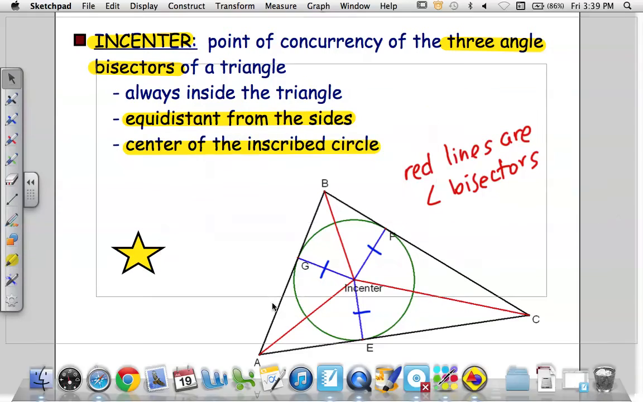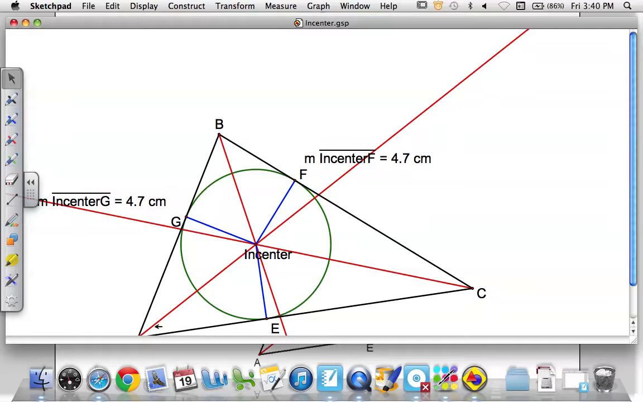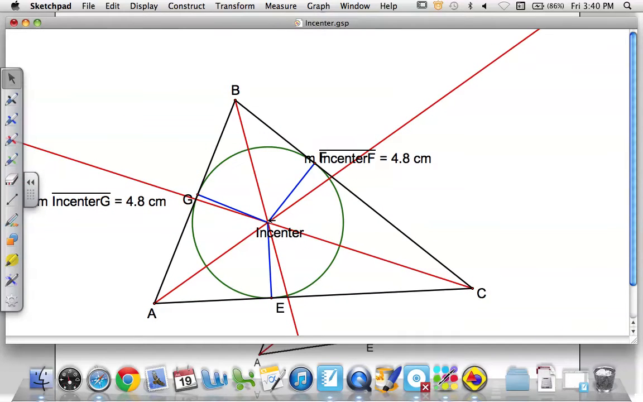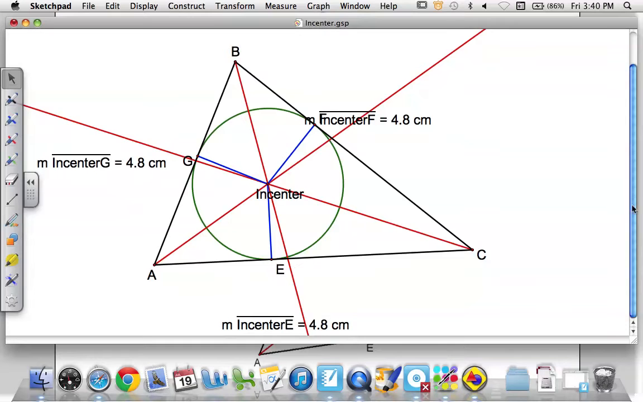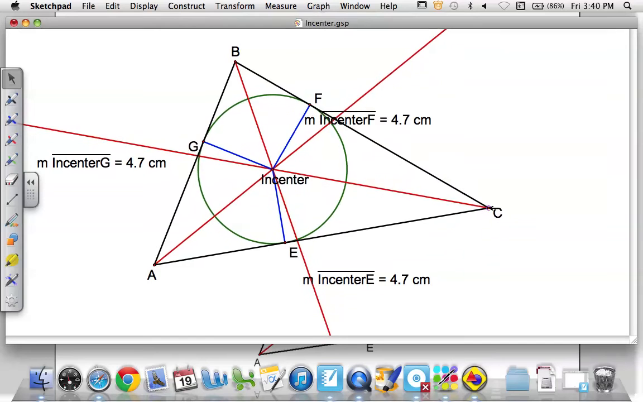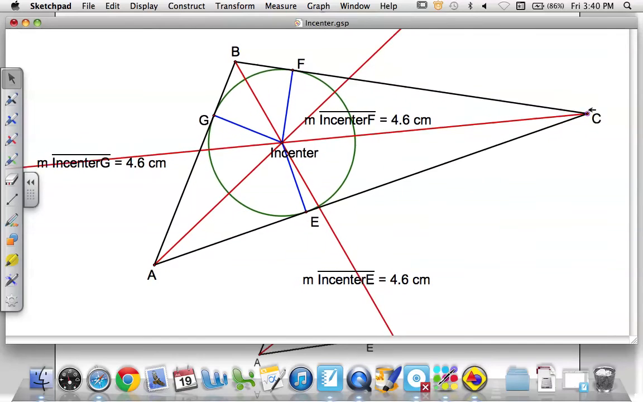Let's take a look in Geometry Sketchpad here. I have a triangle in this case. I have found the incenter by doing all of these red rays, which are the angle bisectors. I've located the incenter, and I'm showing you the distance to each of the sides, and right now all those distances are the same. They're all 4.8. If I grab a vertex, and if you watch the numbers, they're always the same distance.